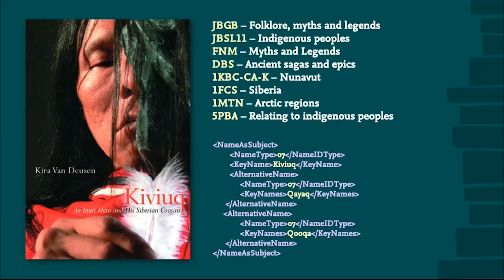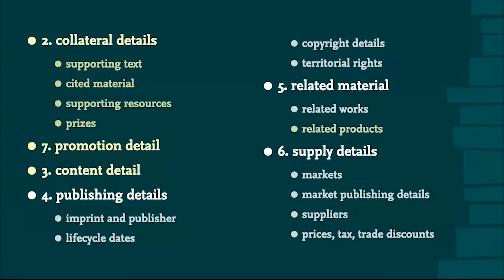So that name as subject can also be used to show alternative names. So the other two spellings here, one is from Greenland and the other is from Alaska. It's the same character. So the name as subject is potentially a very powerful little bit of data that you can include with the relevant titles. And again, if you look at the Thema, we have the qualifier for Indigenous peoples, which relates to the folklore, relates to the regions. So again, it's a good qualifier for highlighting titles that may be of interest to or are talking about different Indigenous peoples.